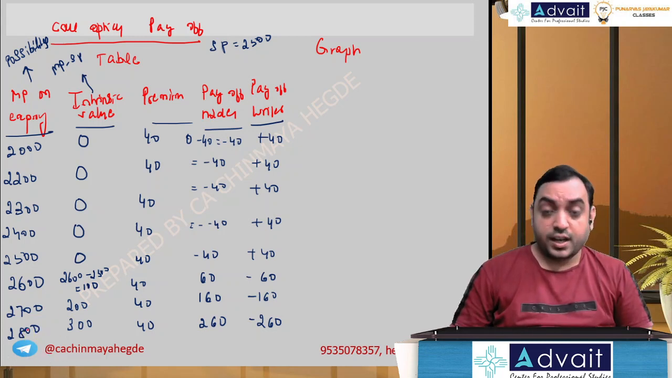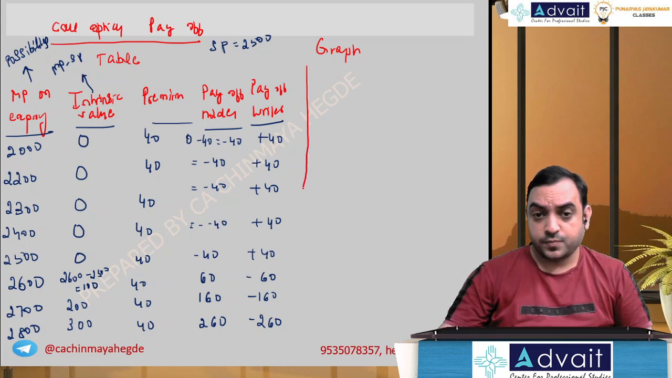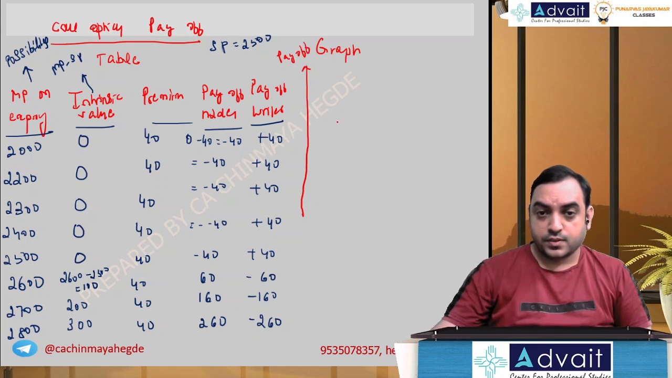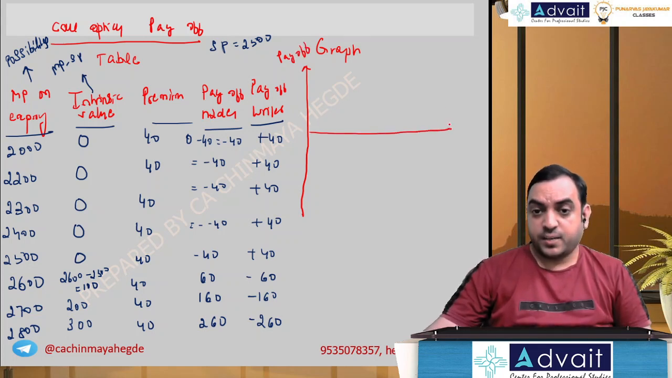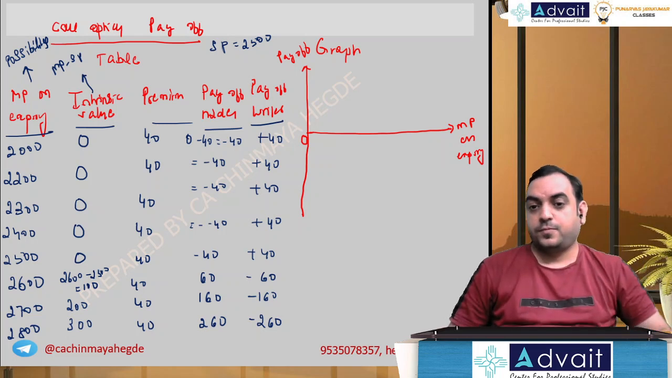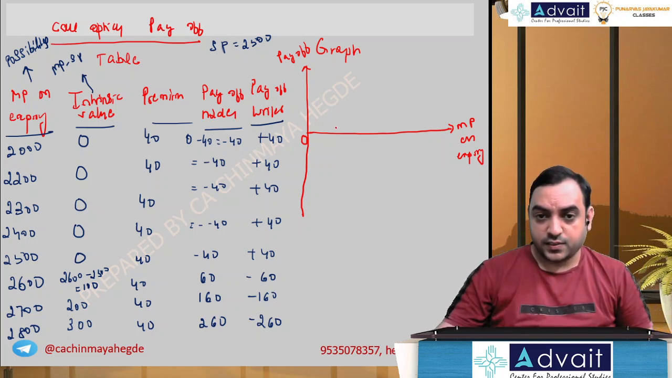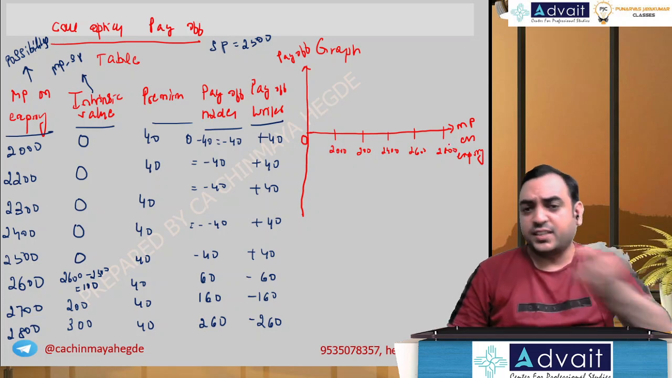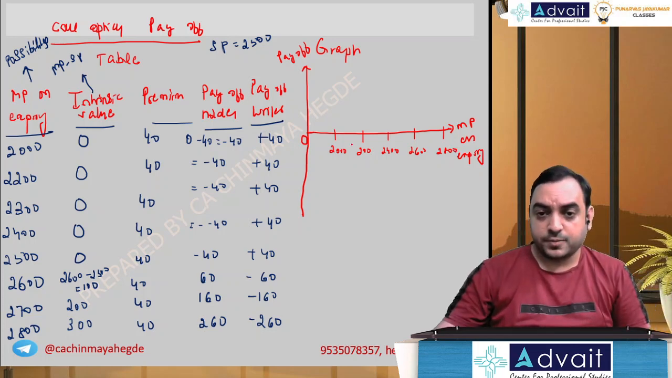If I plot it on a graph, this is an important graph, please try to understand. On the y-axis we will have payoff, on the x-axis we will have market price on expiry. We'll start from 0, the origin. Market price can be at various levels like 2,000, 2,200, 2,400, 2,600, 2,800. I'm not writing everything, approximately I'm writing.